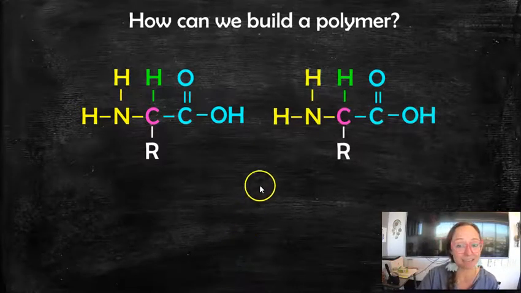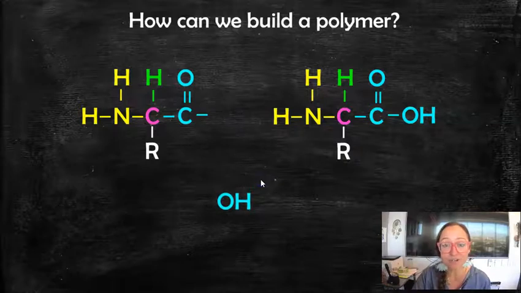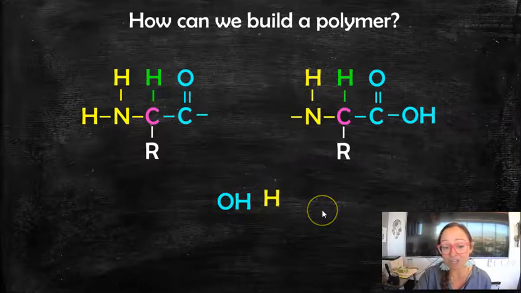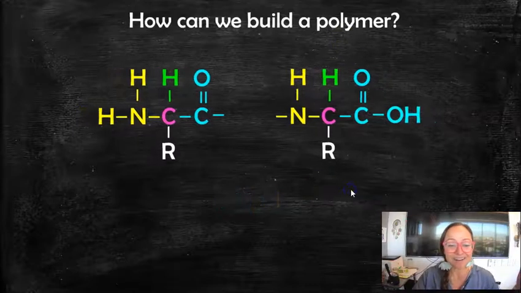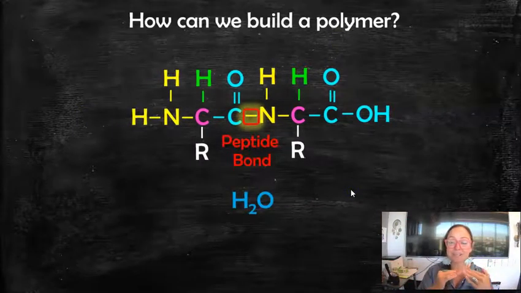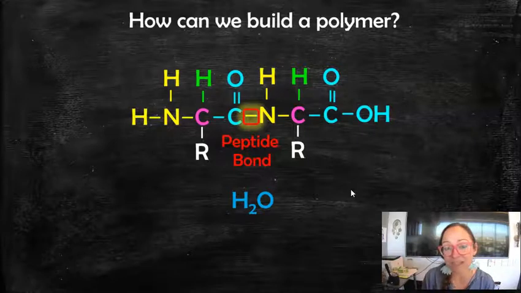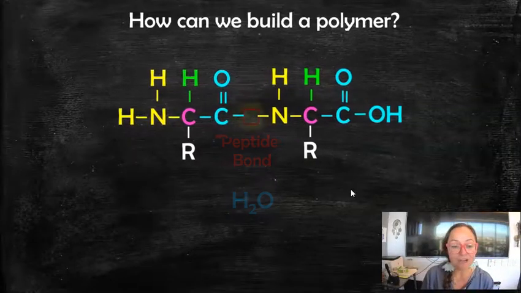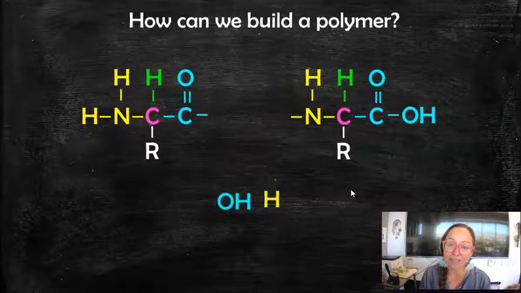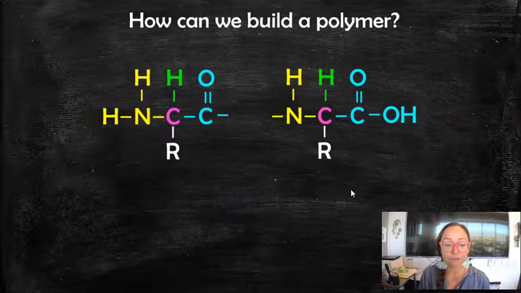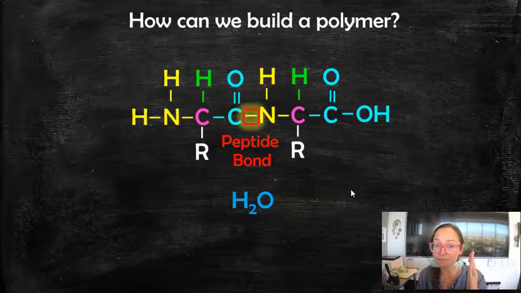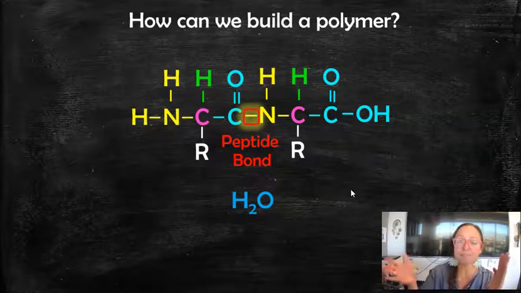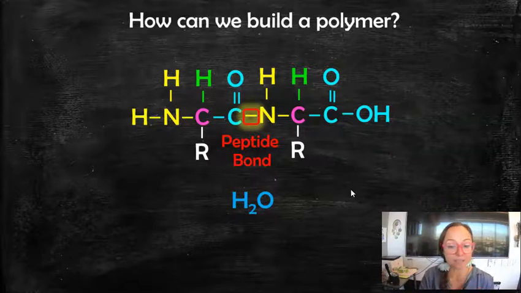Now to join them together, we're going to remove an OH or hydroxyl group from the carboxyl group, and then we're going to remove a hydrogen from the amino group of the joining amino acid. So here, these two amino acids, when they bond together, are going to form a peptide bond. So you can see how by removing the OH and H, that forms H2O, water, and then the covalent bond between the carboxyl group of one amino acid and the amino group of the other is going to be where the peptide bond forms.